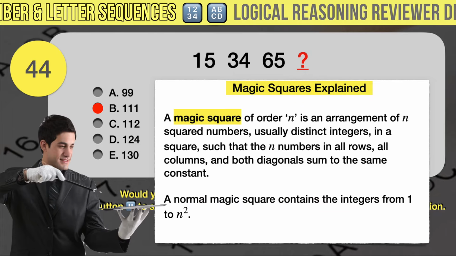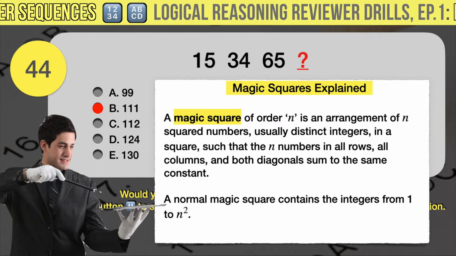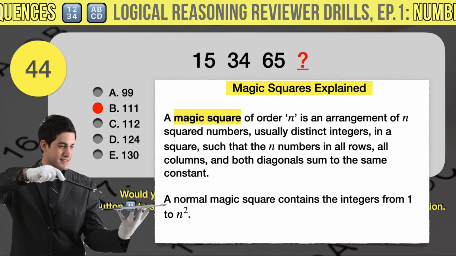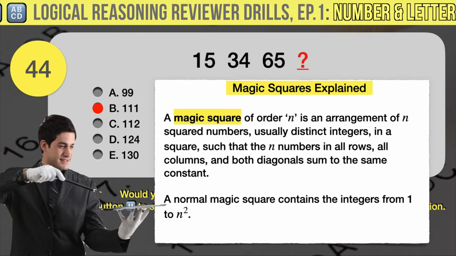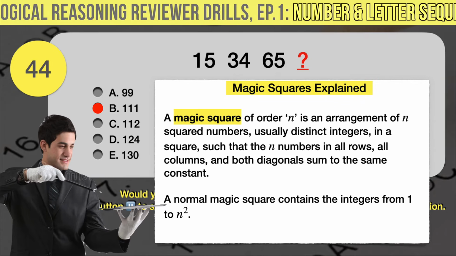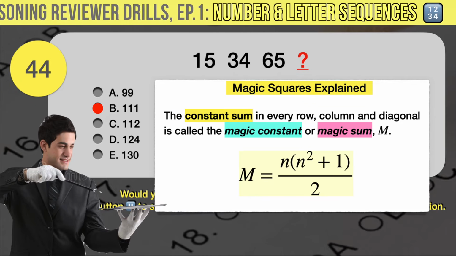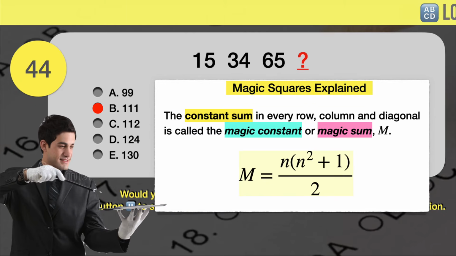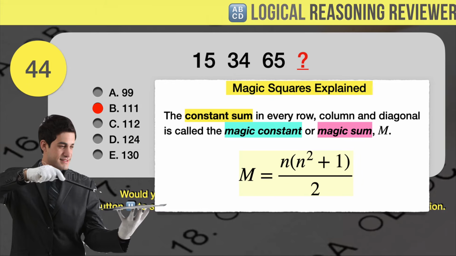In recreational mathematics, a magic square of order n is an arrangement of n squared numbers, usually distinct integers, in a square, such that the n numbers in all rows, all columns, and both diagonals sum to the same constant. A normal magic square contains the integers from 1 to n squared. The constant sum in every row, column and diagonal is called the magic constant or magic sum, m. The magic constant of a normal magic square depends only on n, as the value given by the formula, as shown.